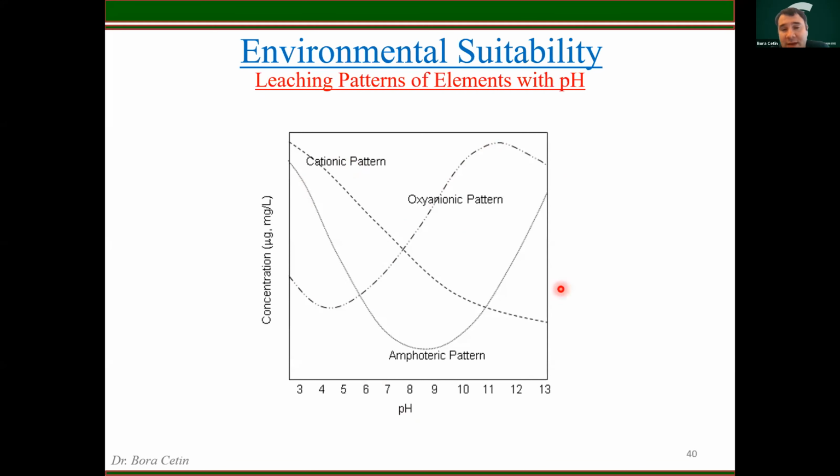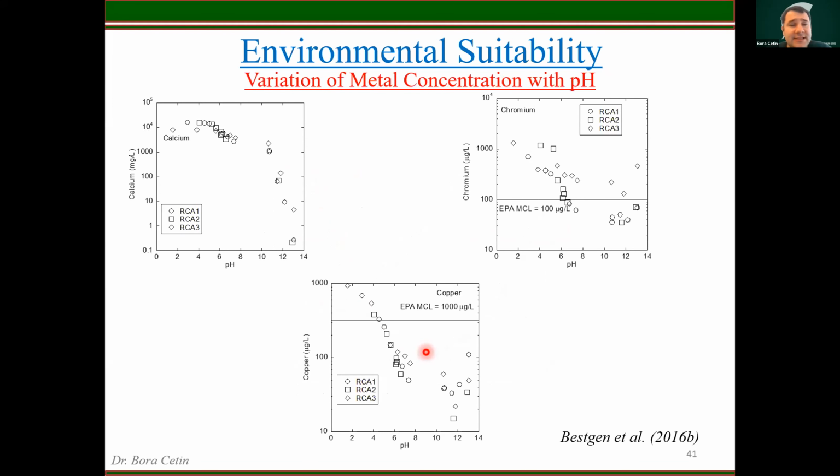And then the amphoteric pattern. Are we going to see an amphoteric leaching pattern, where you have the highest leaching of the element at acidic and basic conditions and minimum at neutral conditions? And we look into this, and these are the graphs that show how the calcium, chromium, and copper leaching occurs within 3 different RCA materials when we adjust the buffer pHs to certain pH levels. With calcium, we definitely see a cationic leaching pattern.